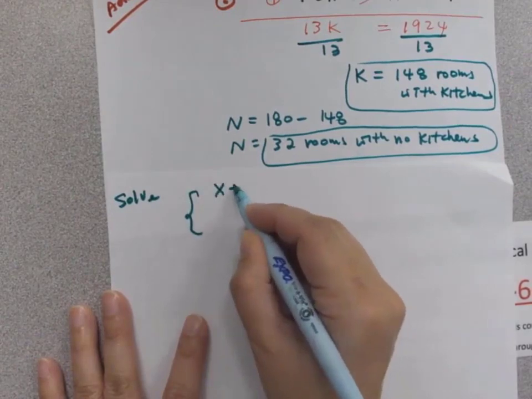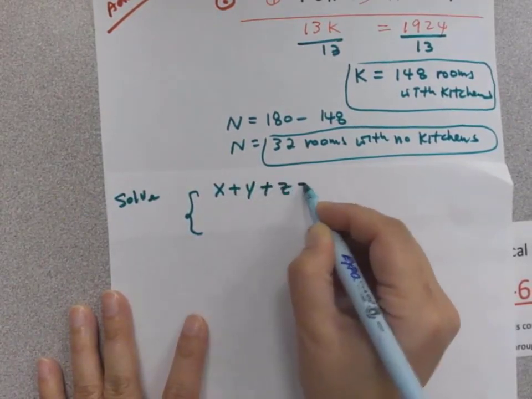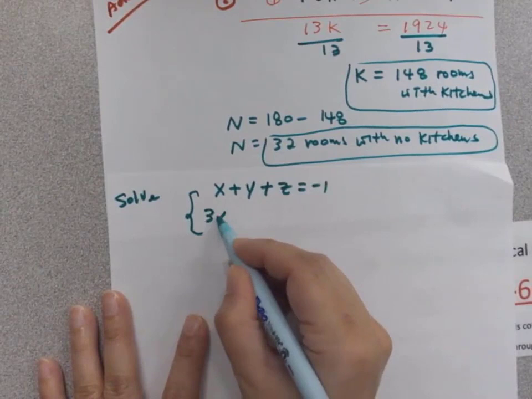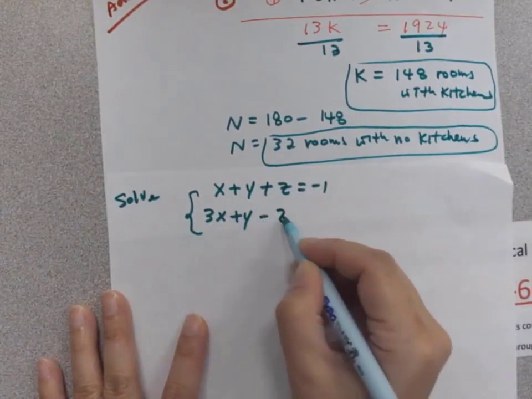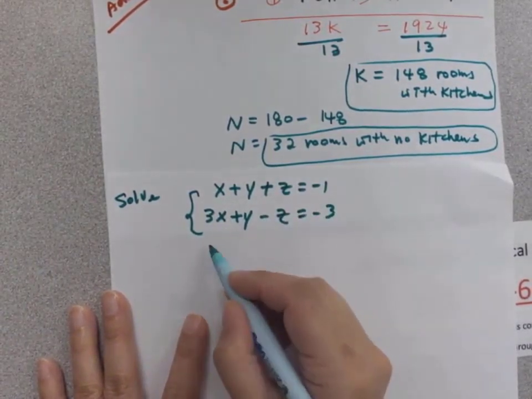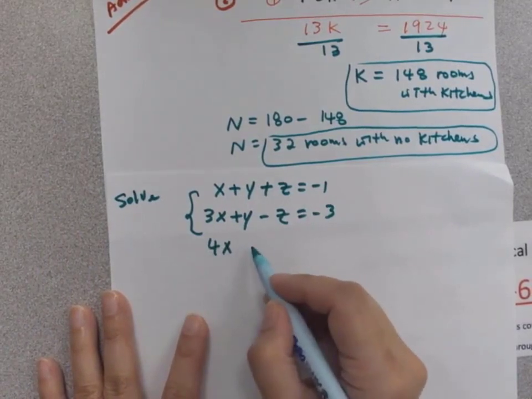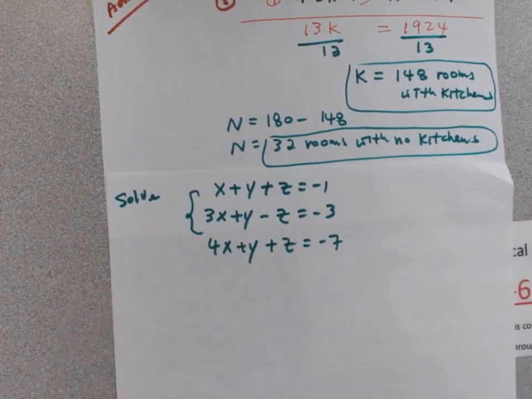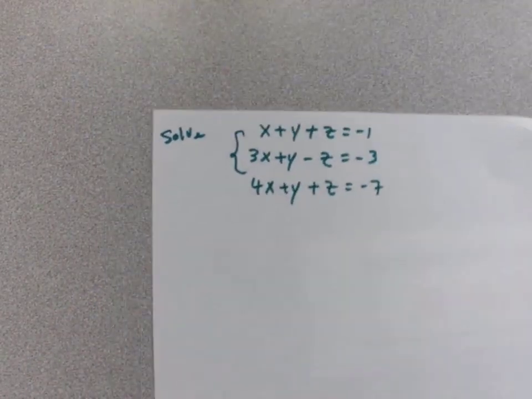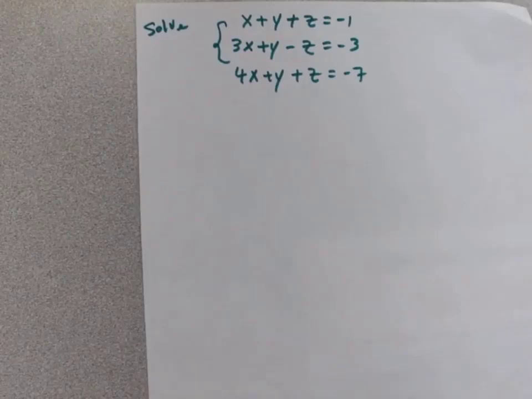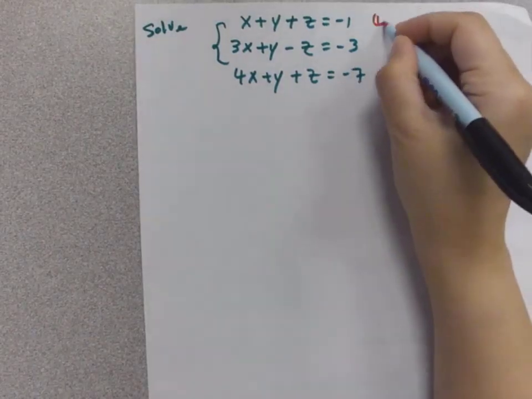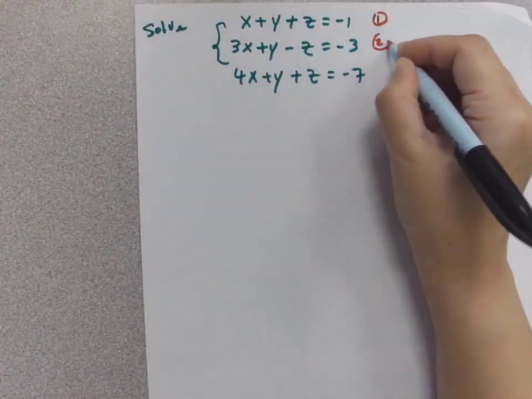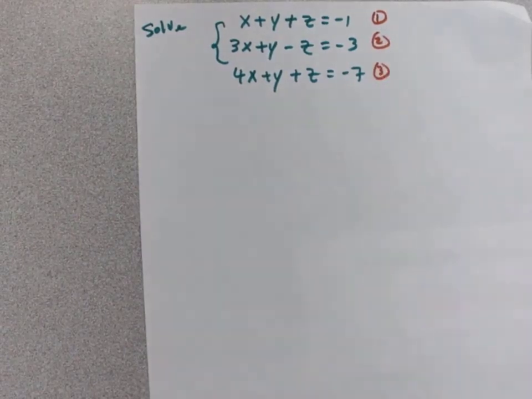If we have x plus y plus z equal to -1, 3x plus y minus z equal to -3, 4x plus y plus z equal to -7. Okay, so that's 3 equations with 3 variables. You can use any algebra method to solve. We want to get them to 2 equations with 2 of the same variable first.